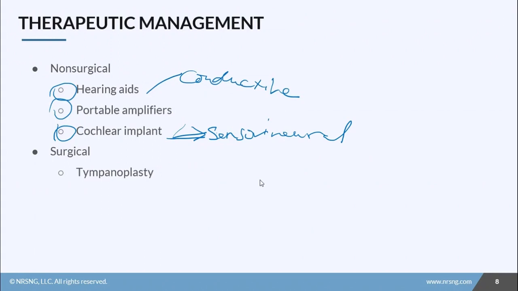One surgical procedure that's helpful for conductive hearing loss is a tympanoplasty, and this actually just reconstructs the middle ear, and it helps improve hearing.